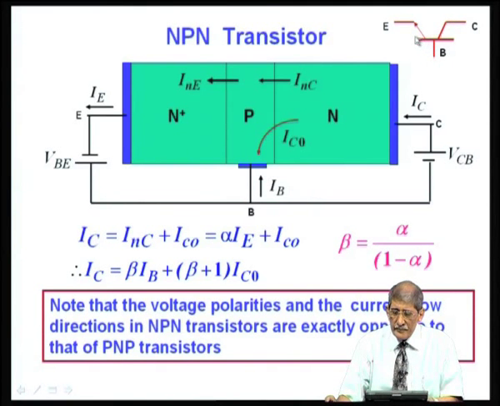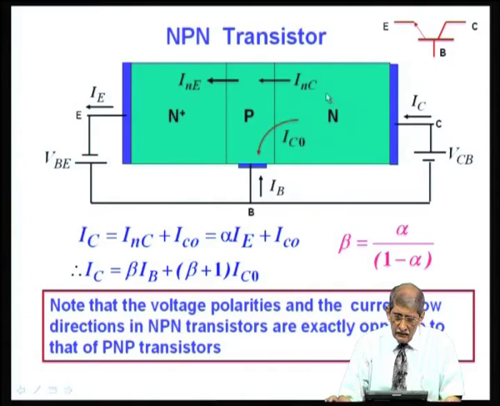So, here same concept, except all the polarities are reversed, current flows are reversed, the symbol is reversed. Emitter, base, collector, current is entering, coming out of the emitter like that. So, arrow is in that direction, okay, and current flow is from collector to the emitter, collector to the emitter like this. But the equations do not change.